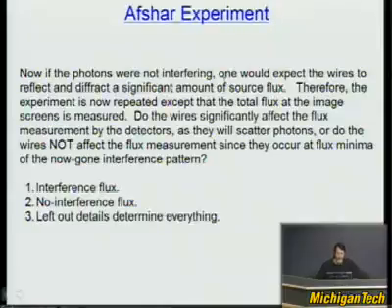Well, here we go with the full Afshar experiment. Now we're going to measure flux. Not only do we know if there's an interference pattern or not, now we're going to measure flux. If the photons are not interfering, one would expect the wires to reflect and diffract a significant amount of source flux, because they're sitting in the middle of brightness, not at the minimum of an interference pattern. Therefore, the experiment is now repeated, except now the total flux of the image screen is measured. Do the wires significantly affect the flux measured by the detectors as they scatter photons? Or do the wires not affect the flux measurement, as they occur at flux minima of the now gone interference pattern?